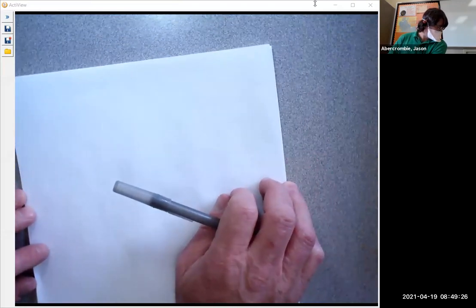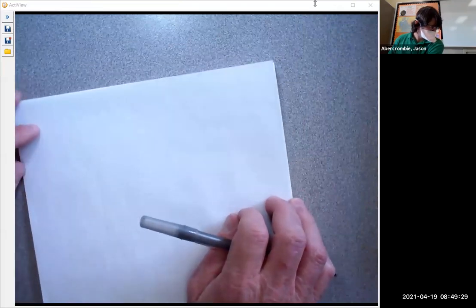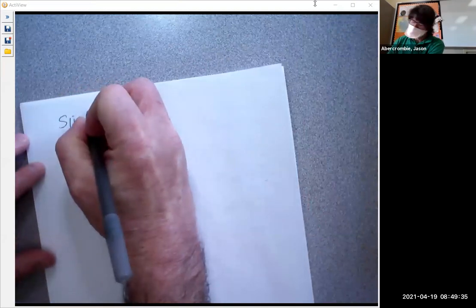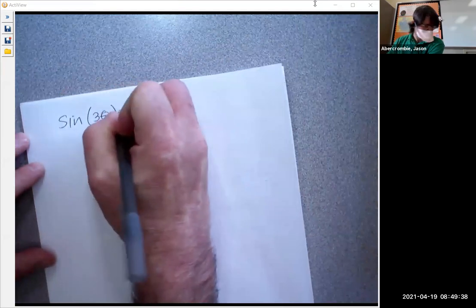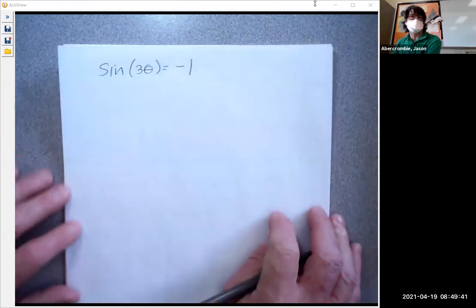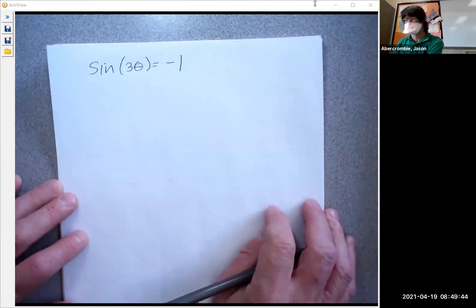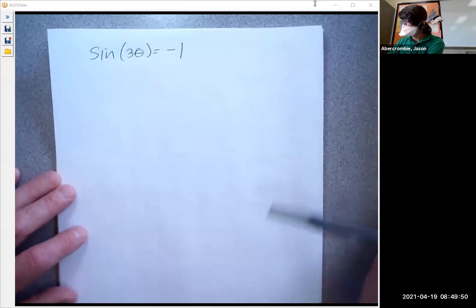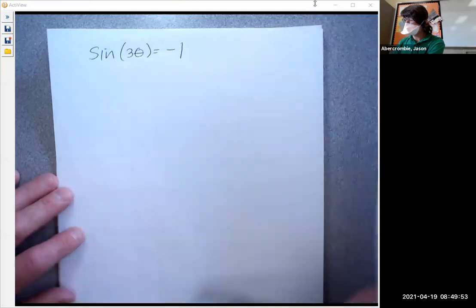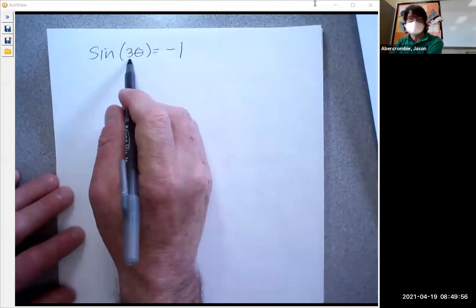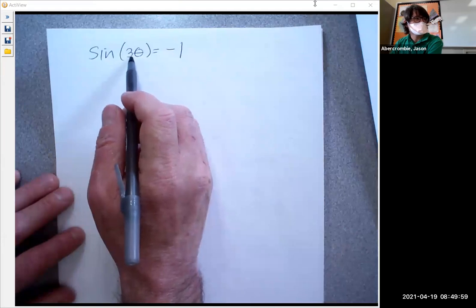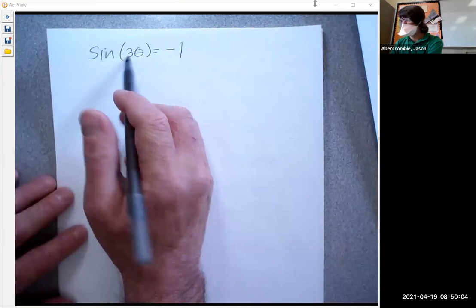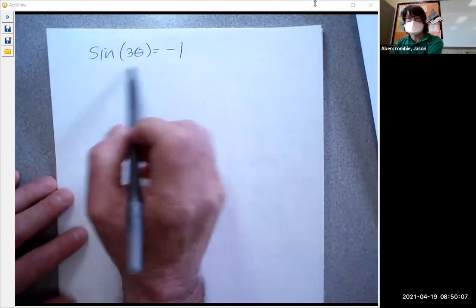Let's see. Where'd my problem go? How about this? Sine of 3 theta equals -1. All righty. So we need to think. When you have something in here that's not just a 1x or 1 theta, first of all, just ignore it. Pretend like it's not an issue, and just think about, when is sine equal to -1?